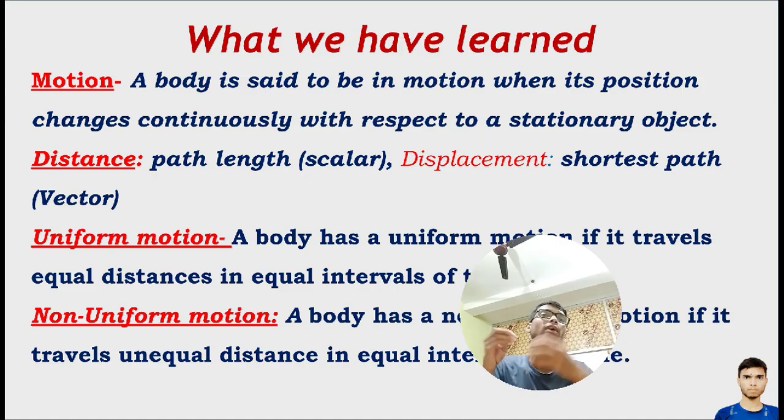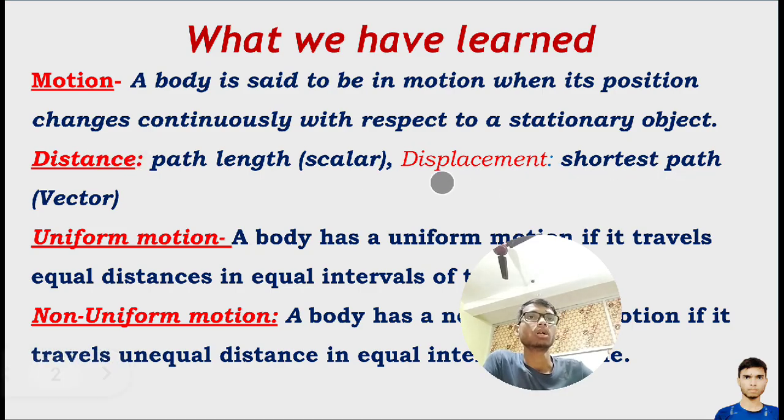It does not provide a direction. Who will provide a direction? A vector will provide a direction. So remember, distance is considered a scalar because distance does not provide direction. That's why it only provides magnitude.